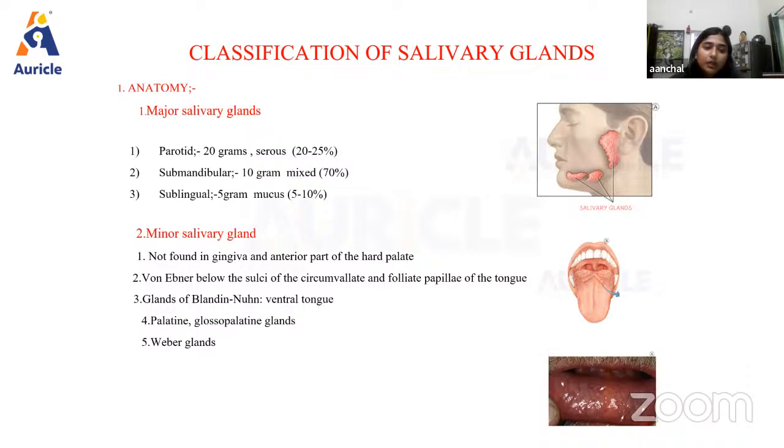Glands of Blandin are present on the ventral tongue. Then we have the palatine and glossopalatine glands also. The palatine glands are found beneath the mucous membrane of the soft palate. And last, we have another example of a minor salivary gland, that is Weber glands.